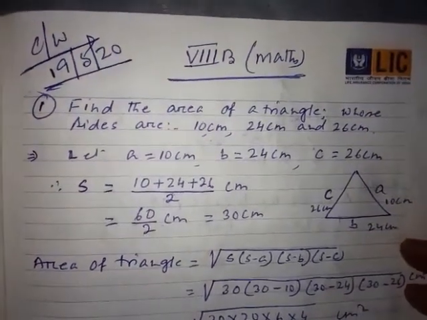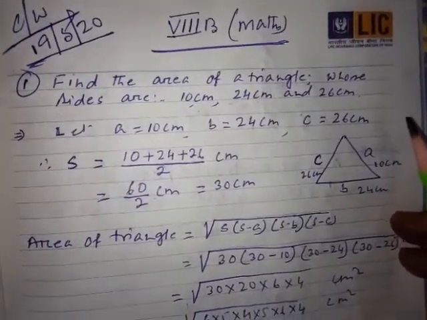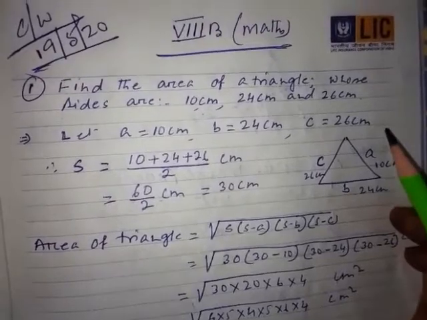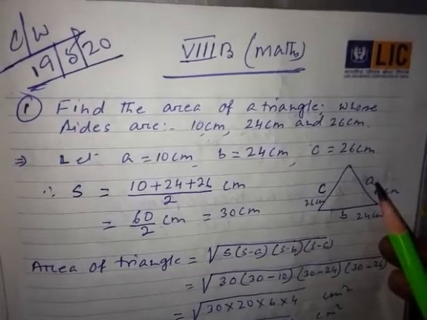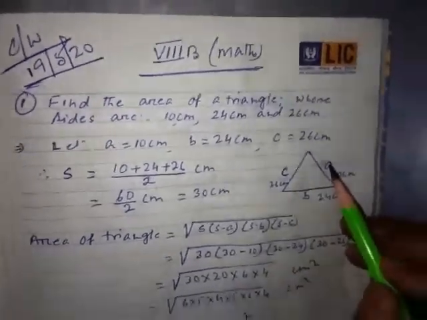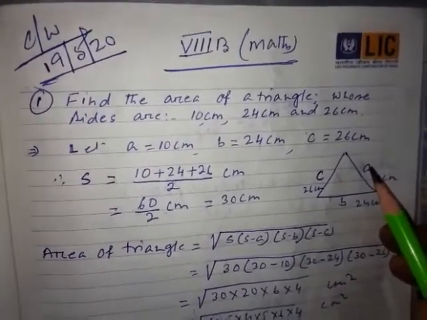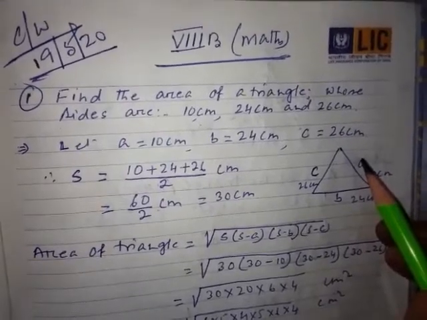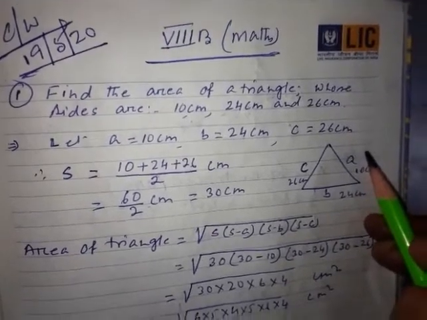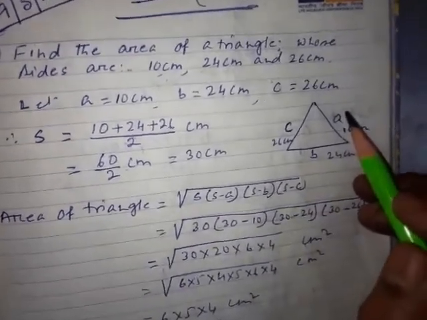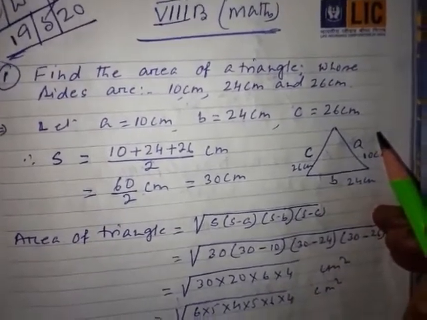Good morning, students. Yesterday, I discussed how to find out the area of a triangle whose three sides are given, how to find out the area of a triangle whose height and base is given, and how to find out the area of an equilateral triangle, and there I discussed with you how the formula to calculate the area of the equilateral triangle comes. Those three things I discussed yesterday.